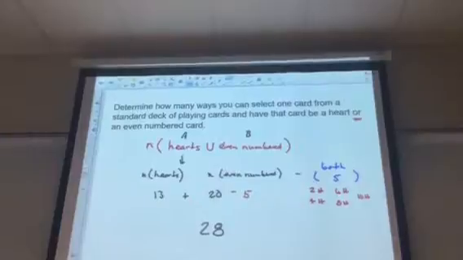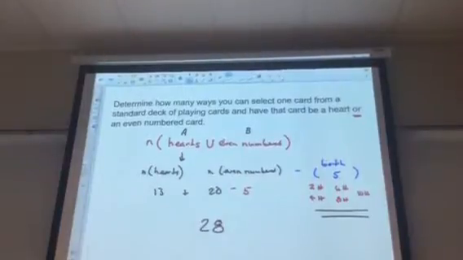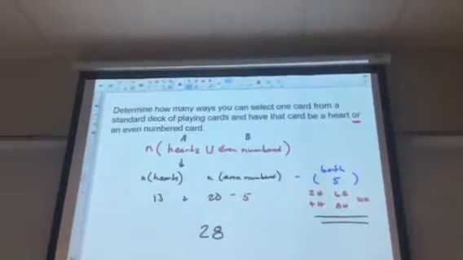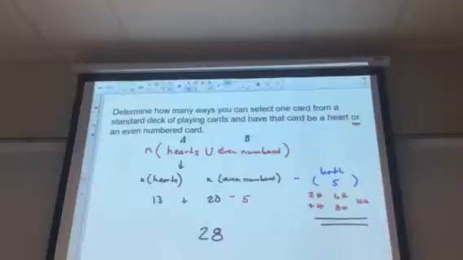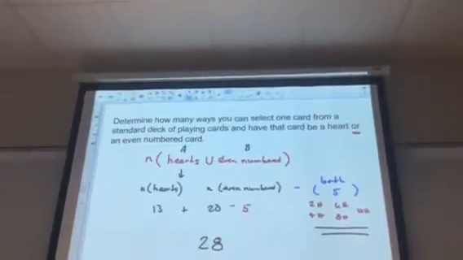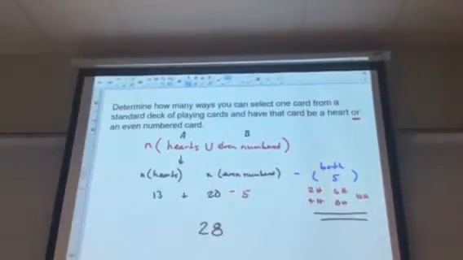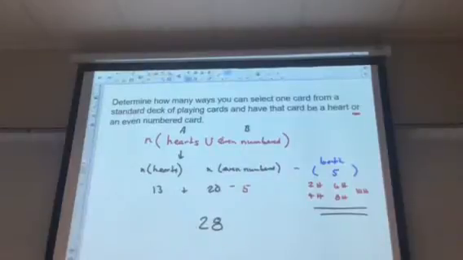There's only 28 ways you can win a prize. But this is typical, and this is the biggest mistake that most people make over here: they forget to look for overlaps. Just because you're thinking, have I already counted this card before, doesn't mean that it's going to be there. Not all sets have overlaps, and some sets do.